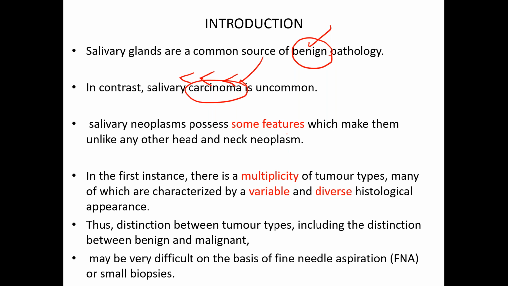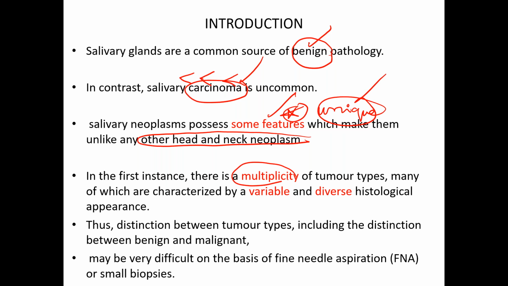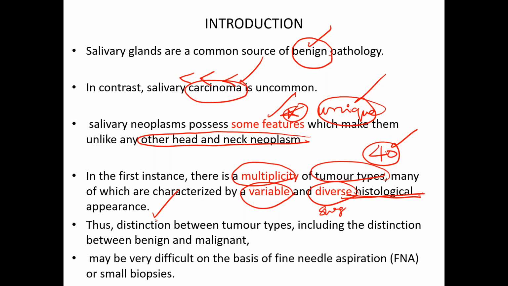Salivary neoplasms possess some features which make them unlike other head and neck neoplasms. We are dealing with head and neck neoplasms, but salivary neoplasms have some very unique features. Keep it in mind. There is a multiplicity of tumor types. Almost 40 types of pathologies exist, characterized by variable and diverse histological appearance. So a surgeon should have an idea about the pathology and especially the histology, what is happening inside the cell.